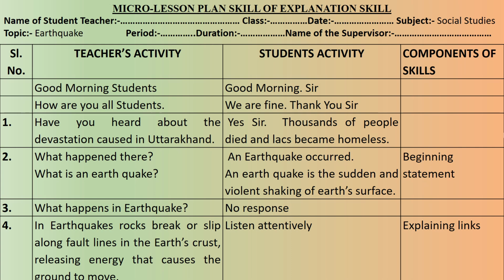The teacher will ask the question, what happened in earthquake? There is no response from the students. Then the teacher will explain that in earthquake, rocks break or slip along fault line in the earth crust, releasing energy that causes the ground to move. Student will listen attentively. The component used is explaining links.